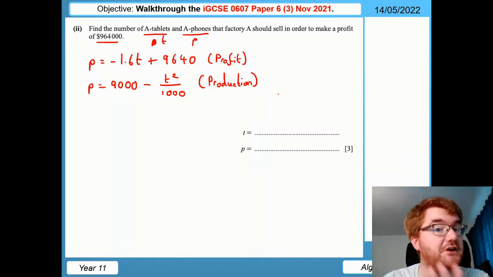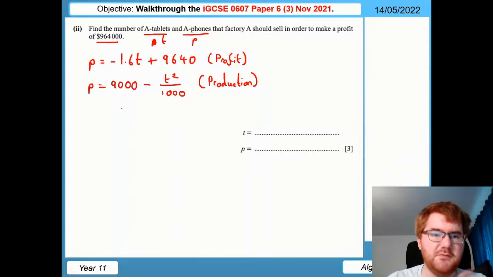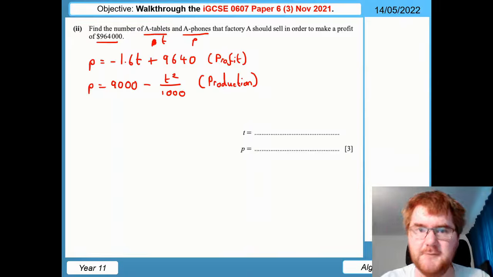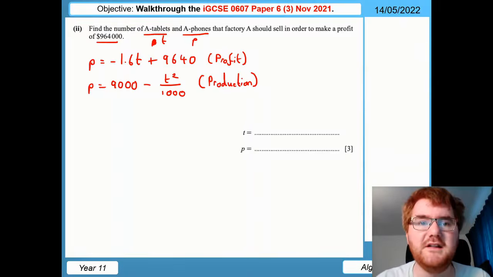So what we're going to do is use our GDC to work out the value of T and P, so the number of tablets we produce, to get the maximum amount of profit with the maximum amount of production that we can do. So let's go to the GDC and work that out.